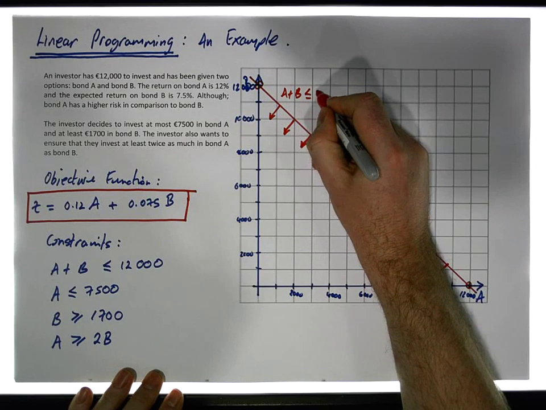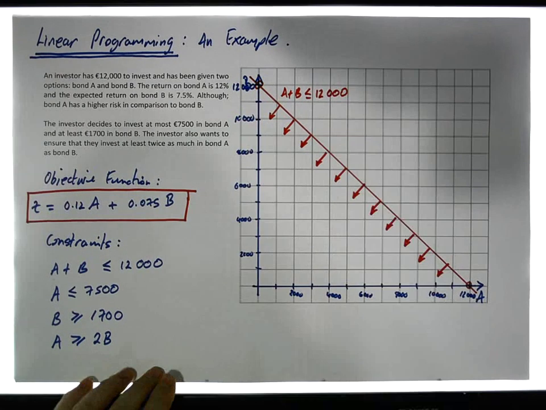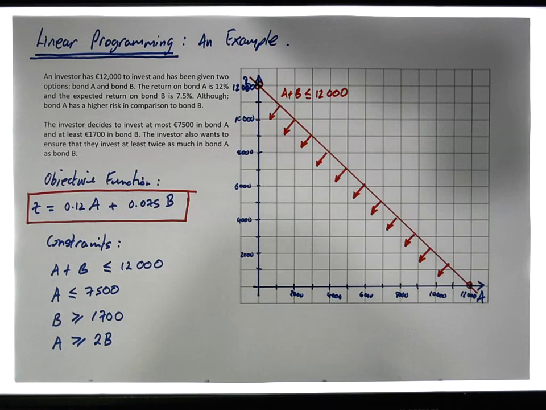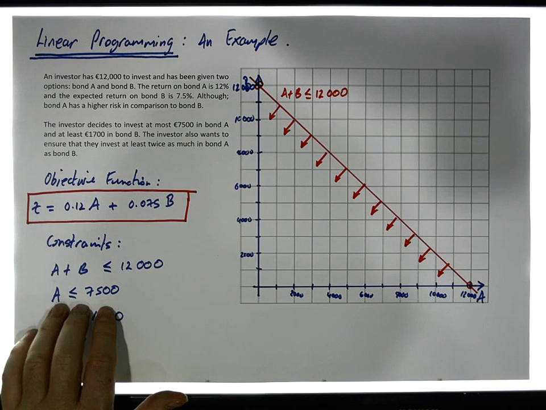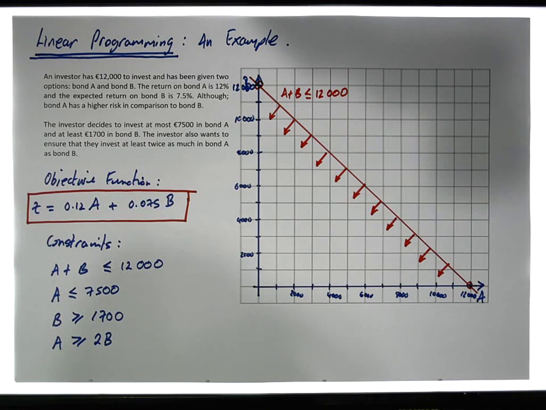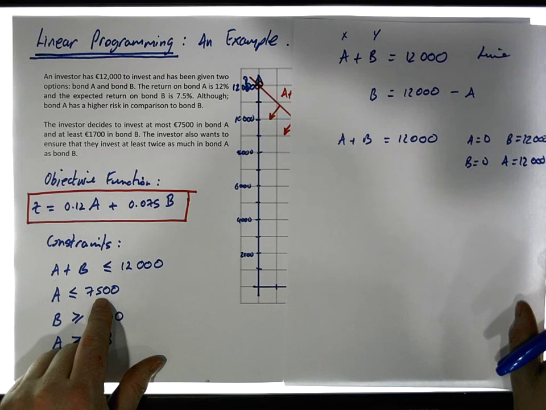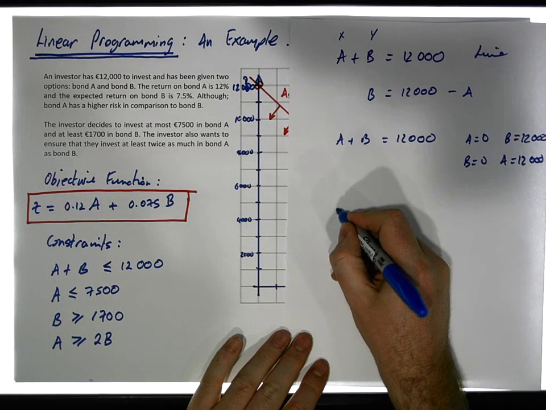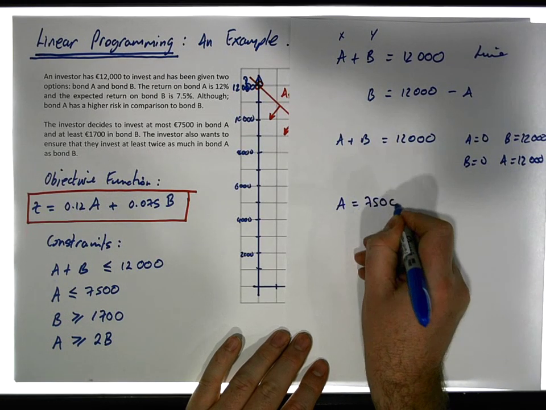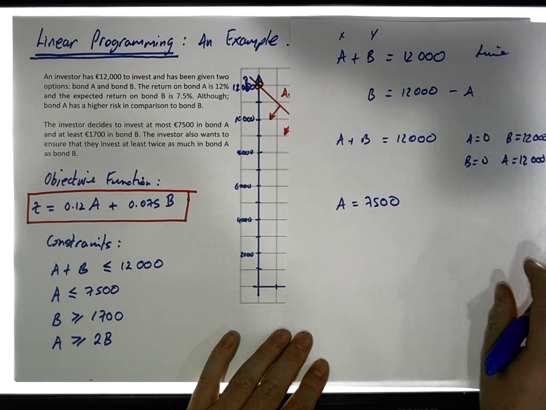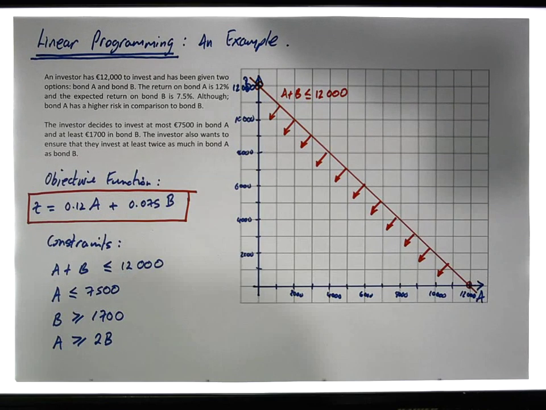...or equal to 12,000 is less than or equal to 12,000. Okay. Now we also have this constraint here, that a is less than or equal to 7,500. Let's have a look at that in a little bit more detail. Well, let's consider when a is equal to 7,500. Okay, that's just a line, when a is 7,500.